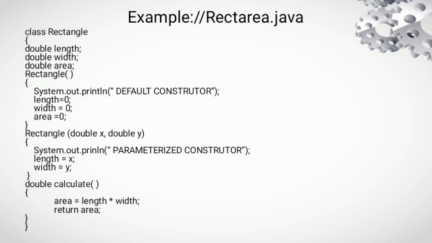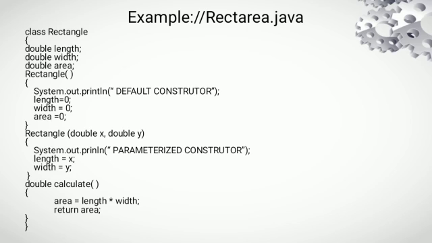This is the example program. In this, we are going to calculate the area of a rectangle. In the class Rectangle, we declare three variables: length, width and area. Length and width for input and area for storing the output. In the first constructor Rectangle(), we are defining the default constructor. That is, we didn't give any parameters inside the constructor.